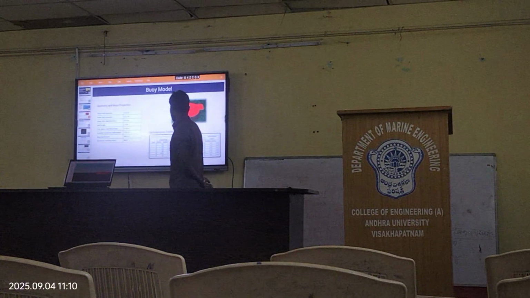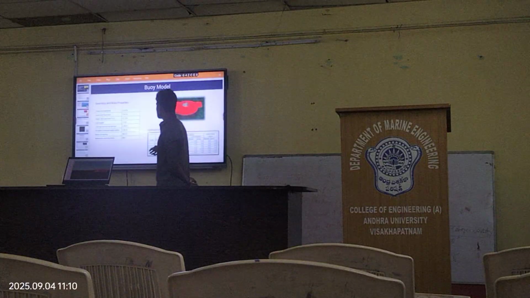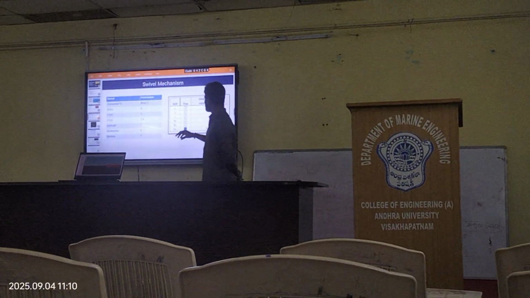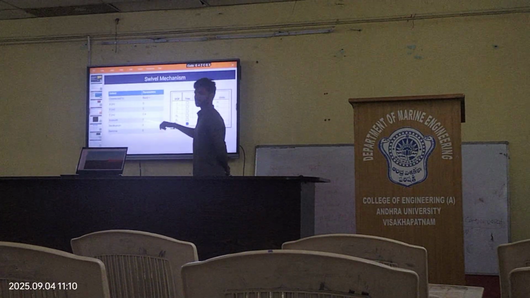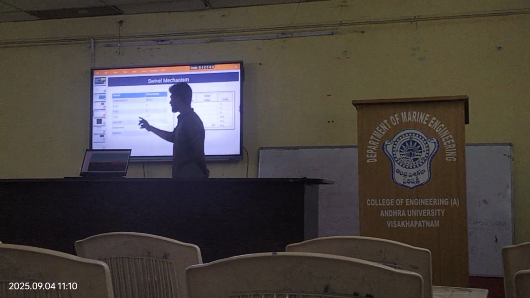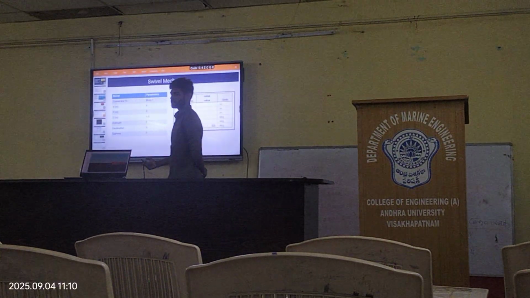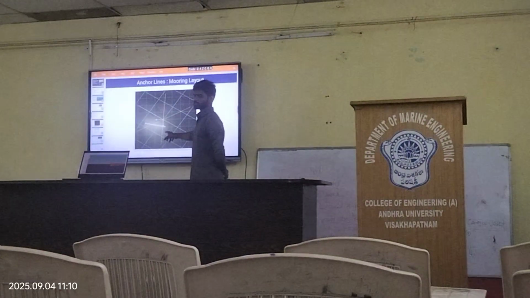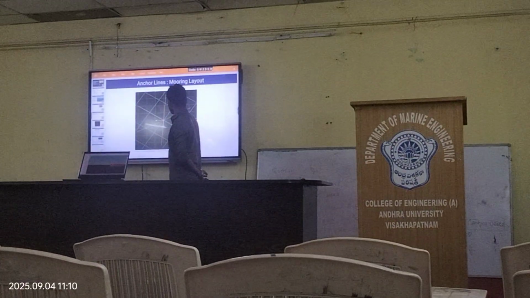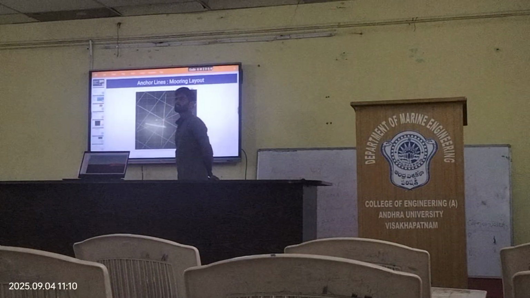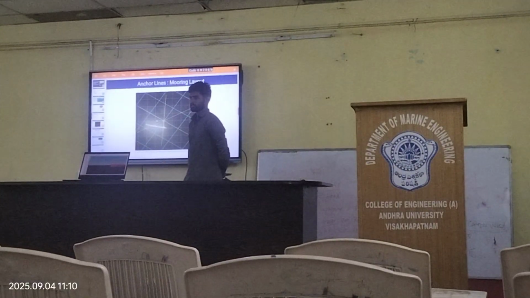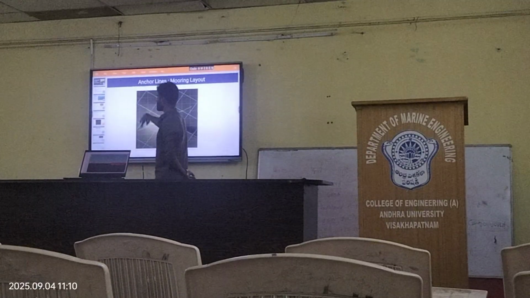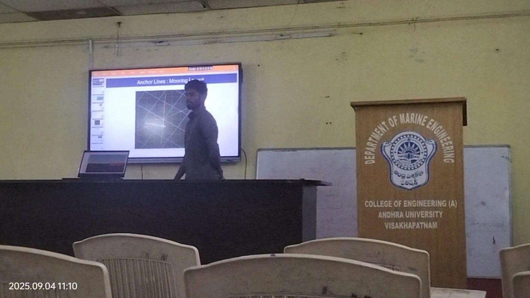These are the hydrodynamic coefficients which were calculated by me, and the turntable mechanism is used in between to connect both of them, as the mechanism helps in rotating the turntable. This is the anchor line model which was designed by me. This is given by the company, but I haven't given the details because of complications.